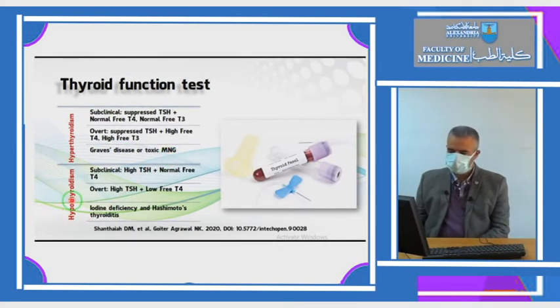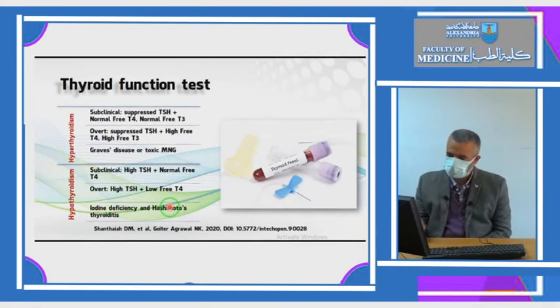Hypothyroidism may be subclassified into subclinical, with high TSH and a normal free T4, or overt hypothyroidism, having high TSH and low free T4, and this may be caused by iodine deficiency, Hashimoto thyroiditis, or dyshormonogenesis.